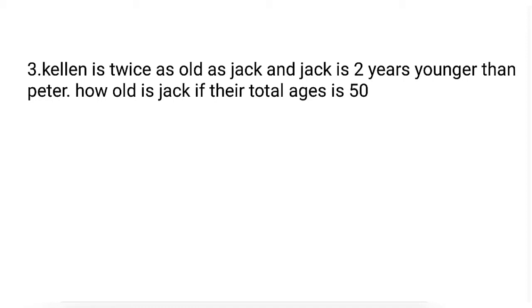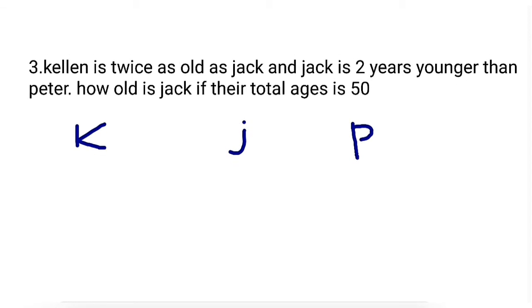So let us have the 3. We shall use K to represent Kellen, J to represent Jack, and P to represent Peter. Remember, Kellen is being compared to Jack, and Jack is being compared to Peter. That means also Kellen is being compared to Peter. That is, both Kellen and Jack are being compared to Peter.